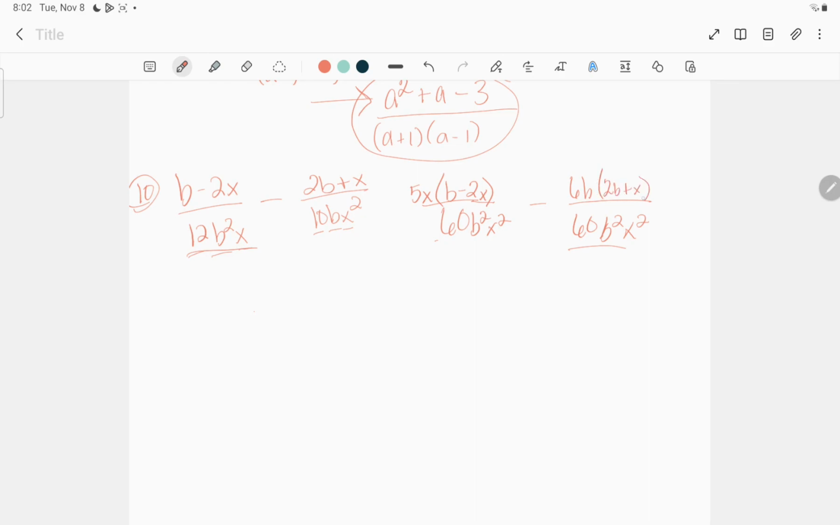5x times 2b plus x. So get rid of the parentheses. 5x times b gives me 5bx. I'm going to erase that and write it again because I did not like it. 5bx. 5x times negative 2x gives me negative 10x squared. I'm going to go ahead and put all of this over one denominator as well.